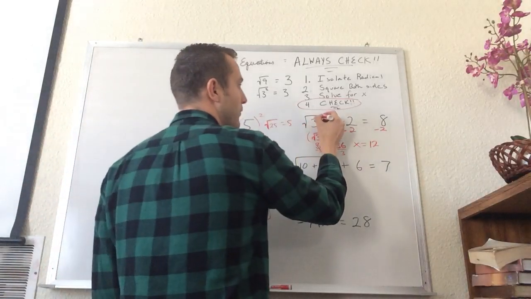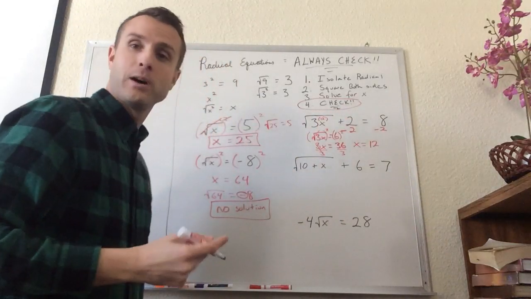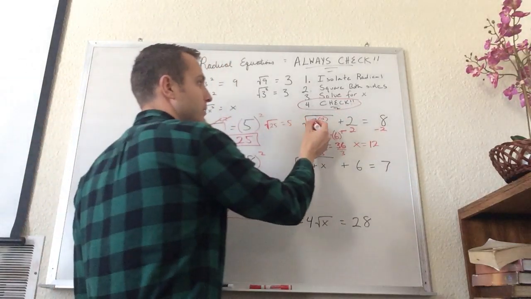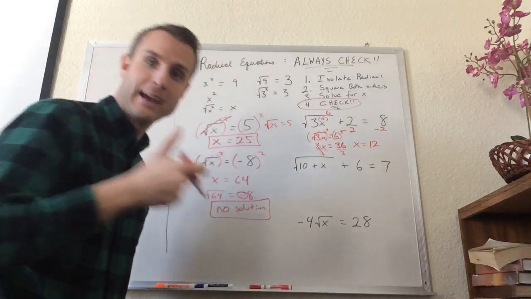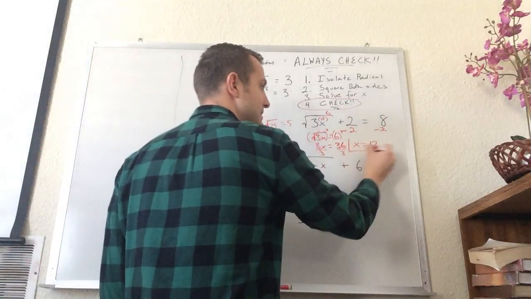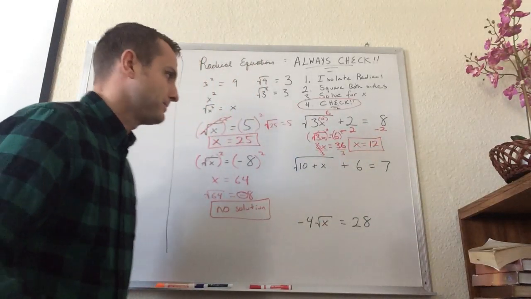So back here, for x, I'm going to replace x with 12. So 3 times 12 is 36. The square root of 36 is 6. Does 6 plus 2 equal 8? Yes. So this time, this is the answer. Let's look at the next problem.